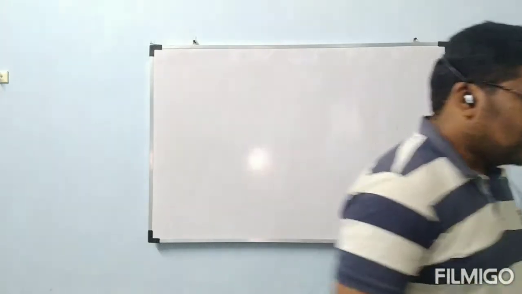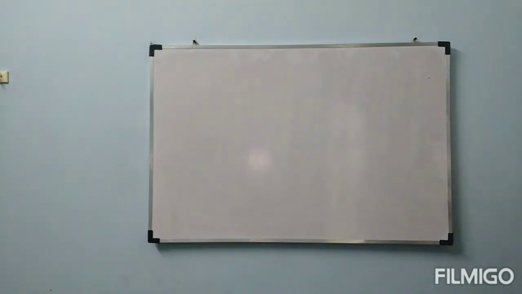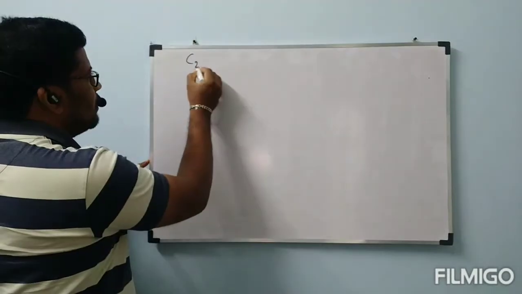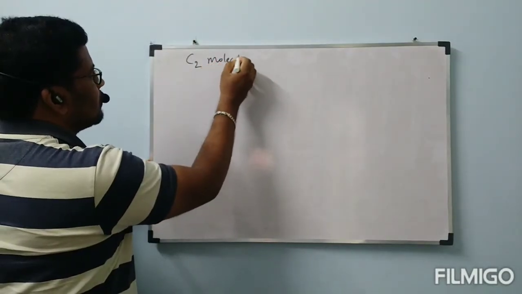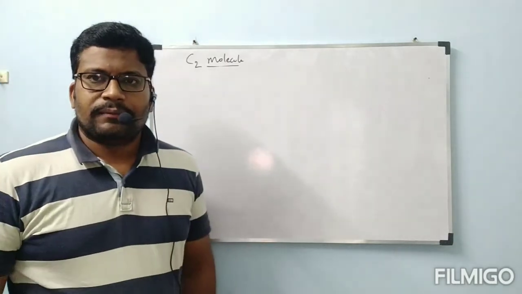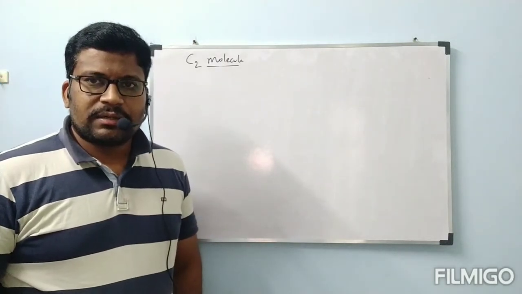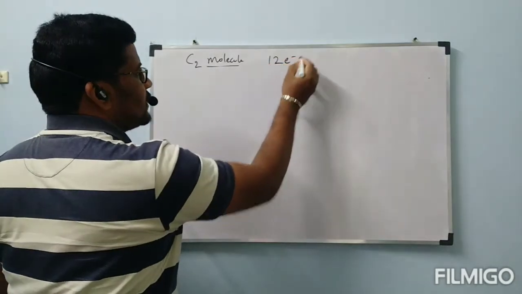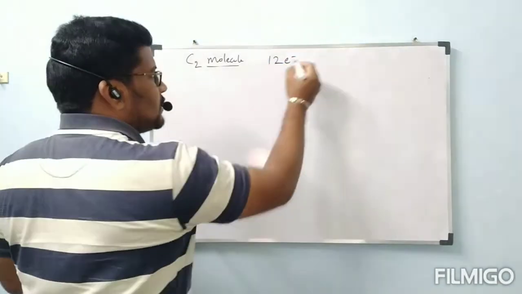Before that, up to the B2 molecule we have seen. Now we will start with the next molecule, that is the C2 molecule. I hope you are very clear about the concepts which we have completed. Now let us see how to write the diagrammatic representation of this C2 molecule. C2 contains two carbon atoms, in which each carbon contains 6 electrons. Then the total number of electrons present in the C2 molecule is 12, and the system is called a 12 electron system.